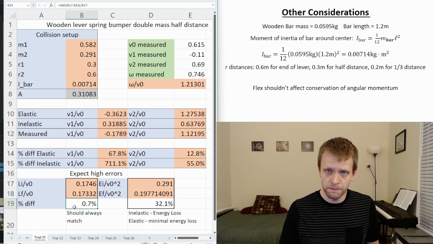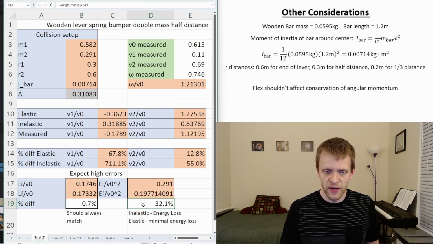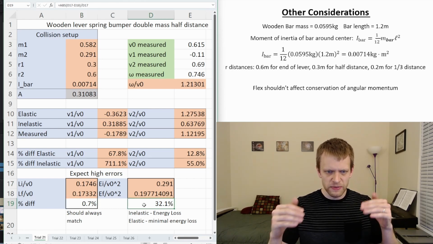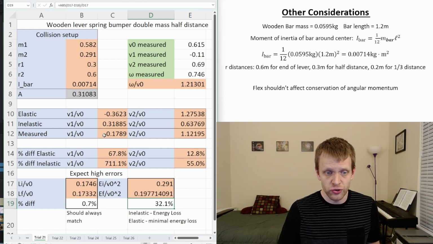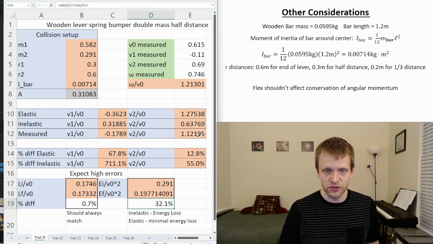Once again, angular momenta match up, so angular momentum is conserved, and in this case the bar seems to be losing a little bit more energy than we had for the rigid bar. But again, our velocity ratios are still inside the expected ranges from a perfectly elastic to a completely inelastic case. So again, angular momentum conserved.